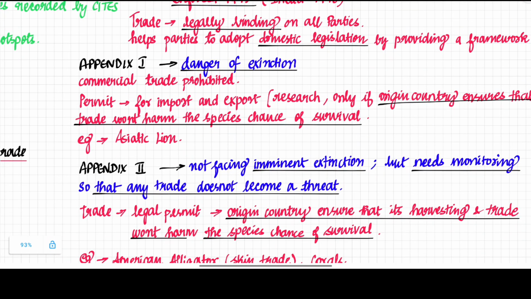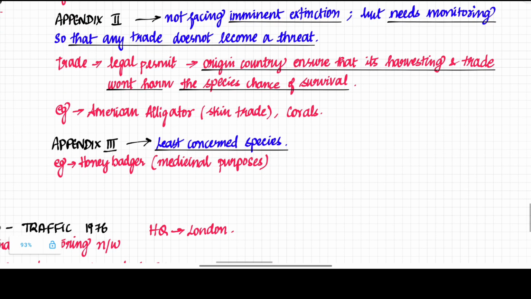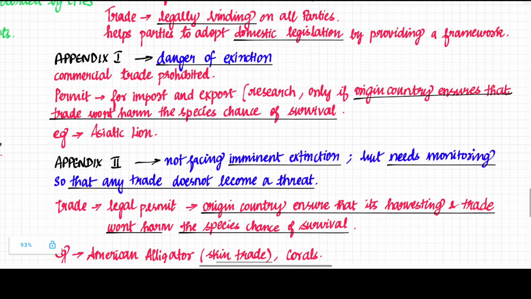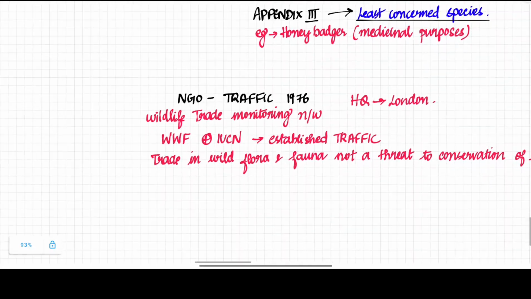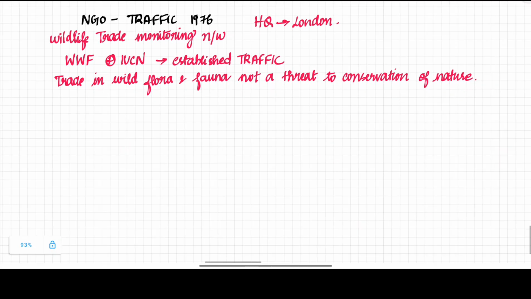Appendix 1 is where there is a danger of extinction, Appendix 2 needs monitoring so that the species does not become threatened, and Appendix 3 is least concern. So Appendix 1 is related to extinction, right? And then Appendix 2 and Appendix 3. This is enough. And the NGO is called TRAFFIC, the Wildlife Trade Monitoring Network. These two, the World Wide Fund for Nature and IUCN, established TRAFFIC. TRAFFIC is by WWF and IUCN. It ensures that trade in wildlife, flora and fauna is not a threat to the conservation of nature.